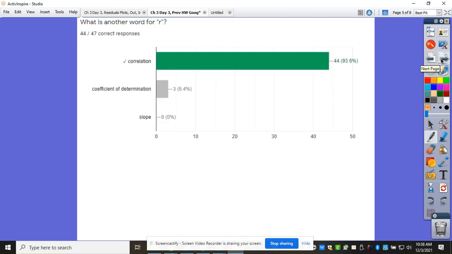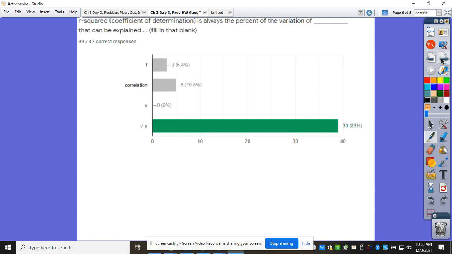This one, I get why people mix it up. The correct answer for what is another word for R is correlation. This one instead is your what? R squared. I was kind of surprised that this many people missed this one because I said this is the only thing you need to know about this entire problem. R squared is always the percent of variation in y. And you're predicting y, so it's how much your prediction varies. That's why it's y and not something else.